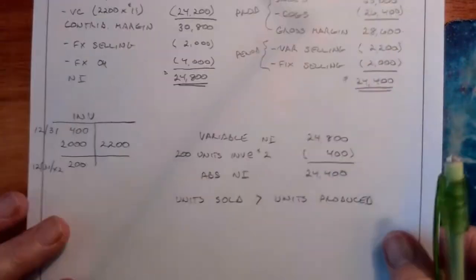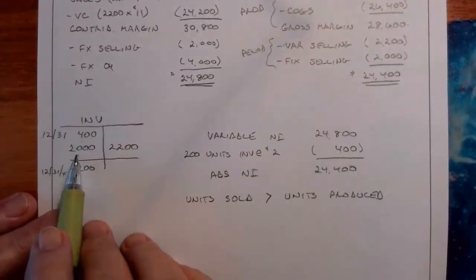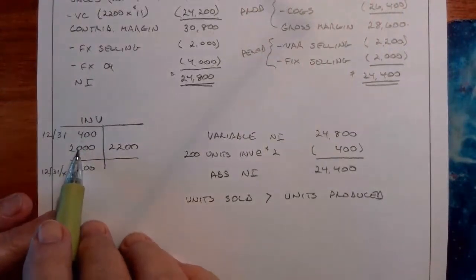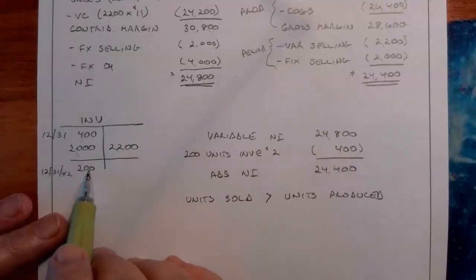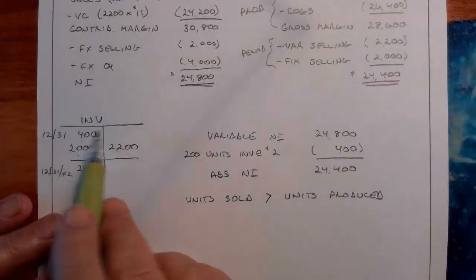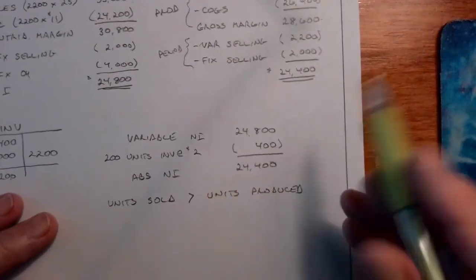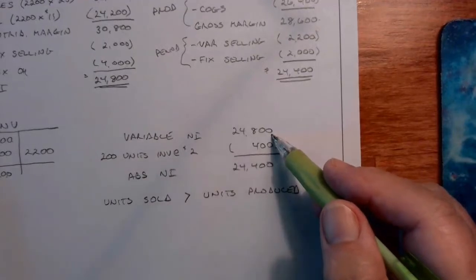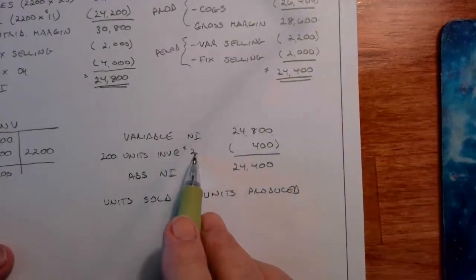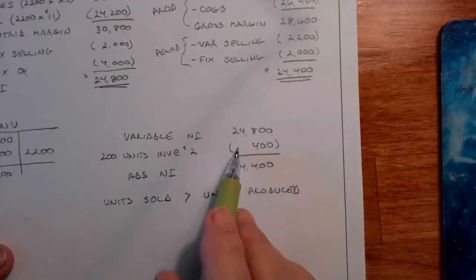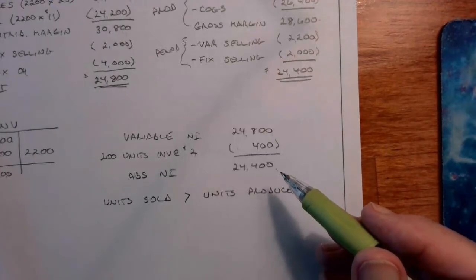So now if we look at our inventory account, we started out with 400 units in beginning inventory. They produced 2,000. And then they sold 2,200. So we've got 200 units left in ending inventory. So we actually liquidated 200 of those. So here's my variable costing net income, 24,800. I've got 200 units at $2 per unit of fixed cost, $400. That brings us to our absorption costing net income.